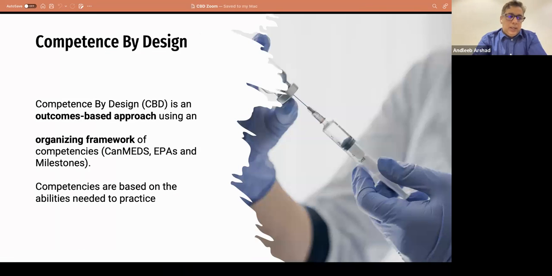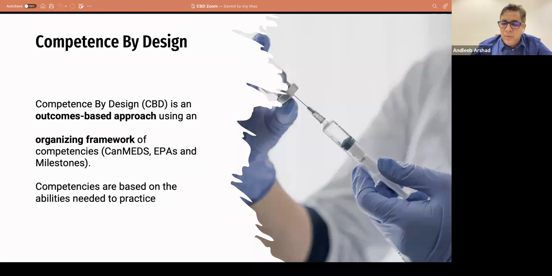Now, before going into the details of EPAs and competence by design and the spectrum, let me first start by defining what is competence by design. Competence by design is an outcomes-based approach using an organizing framework of competencies, CanMEDS, EPAs, and milestones. And competencies are based on the abilities needed to practice, right? So when we take a resident, instead of saying that he is a resident in pediatrics or he's a resident in urology, and urology as a discipline has these 25 topics, or a general surgery book has all these chapters.